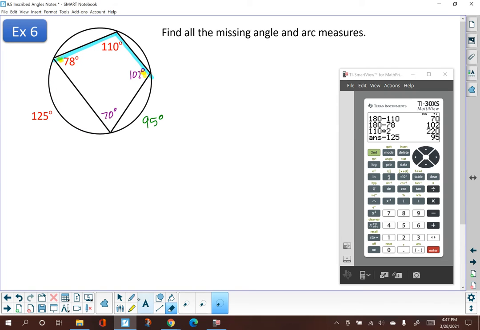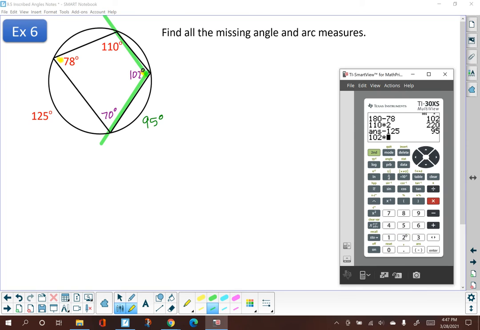And now I'm going to use this 102-degree angle over here. So thinking about which arc it intercepts, it's this sort of left side of the circle. Well, 102 times 2 is 204. So this entire arc is 204 degrees. So I'm going to subtract 125 to get that little arc at the top, and that is 79 degrees.